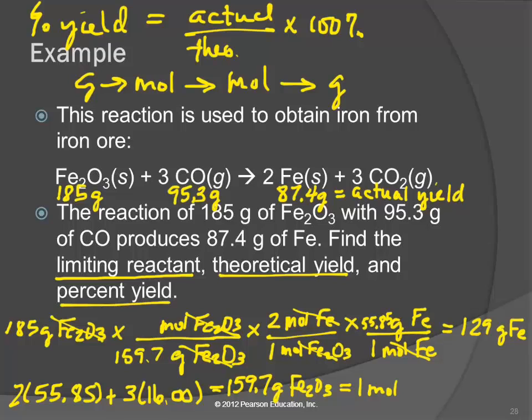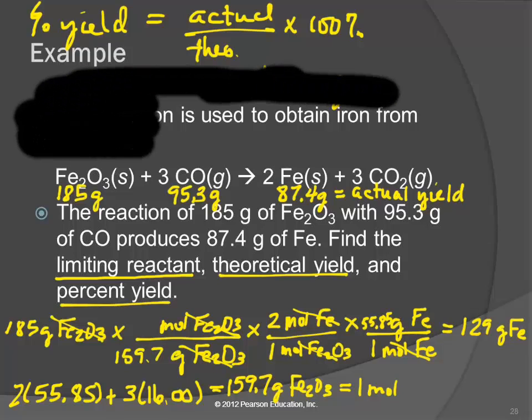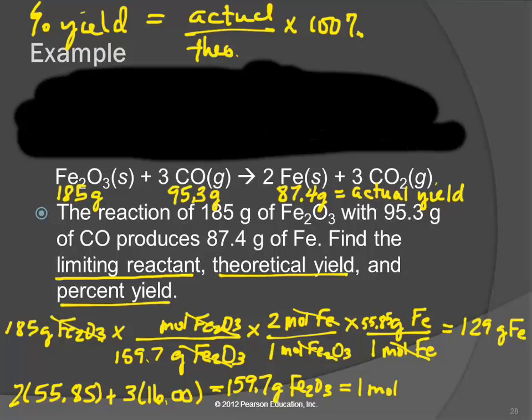And we're out of space, aren't we? Completely out of space. So then we get creative, and we create some space by covering up some things we don't need to look at. So that's the amount of iron we could make if we use up all the iron oxide. Then we have to do another very similar calculation using the carbon monoxide.